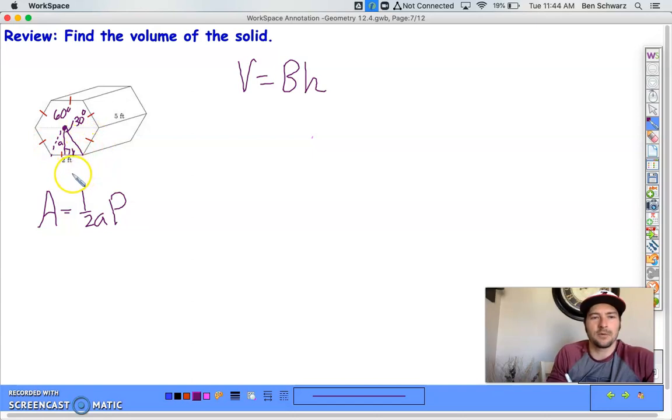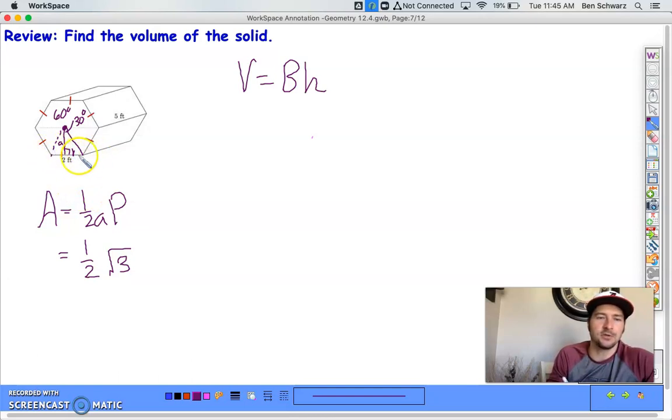So a couple ways we could do that. So we could use our 30, 60, 90s, right? So this would be the short leg, it's across from 30. So times root 3 would get our long leg here. So A is square root of 3. Or you could do tangent 30 equals 1 over A and solve it that way. That's fine as well. Perimeter, that's pretty easy.